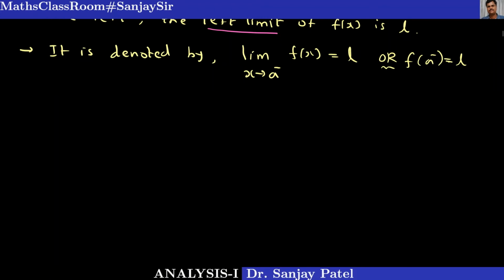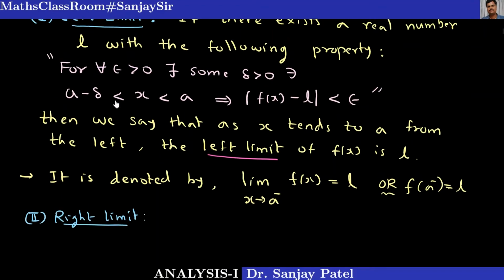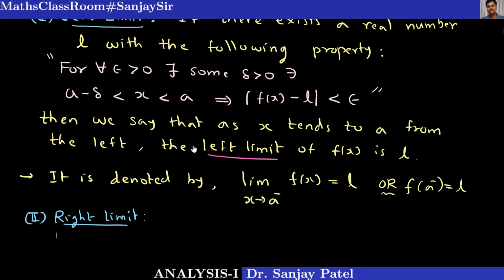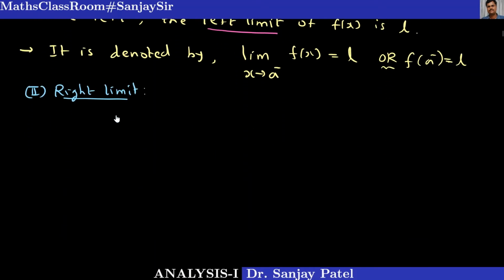So next is our definition of right limit. It goes in the same way, except for the change in that inequality. So I will write down the same thing. If there exists a real number L with the following property, only the change will be in this condition. As you know, you take x in the right hand side of a, in the neighborhood a comma a plus delta, in that open interval.